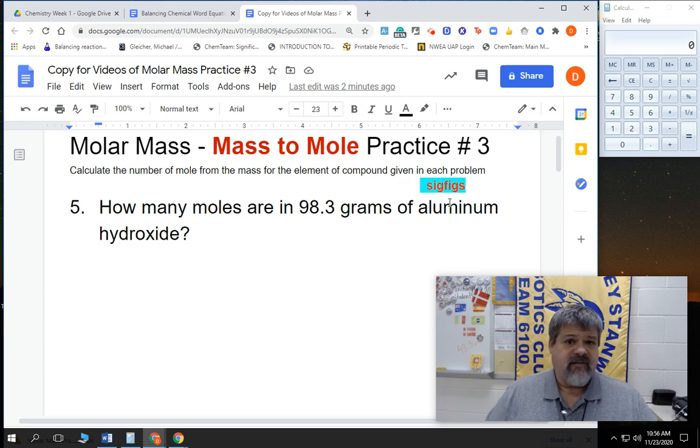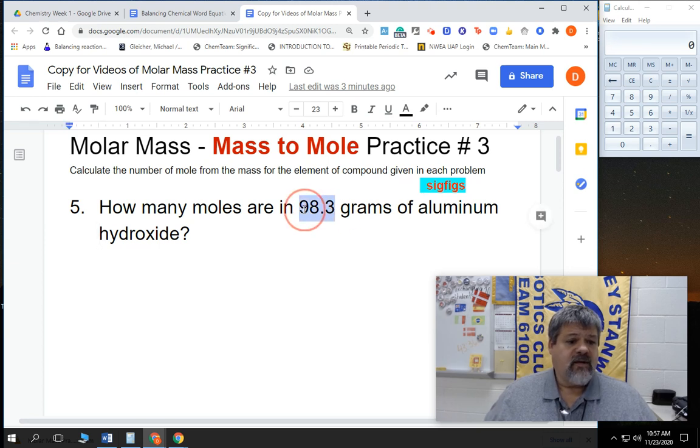So this time, instead of having an element, we have a compound. So we're going to figure out how much 1 mole of that compound would weigh, and then how many moles are in 98.3 grams. The first thing we always do is look at the number of significant figures that our answer needs to be in.